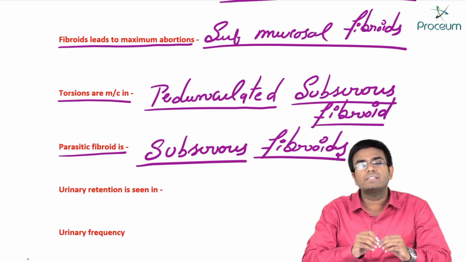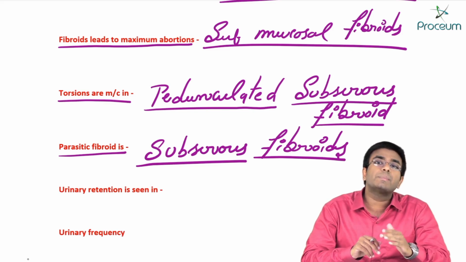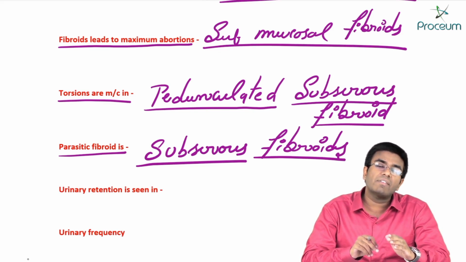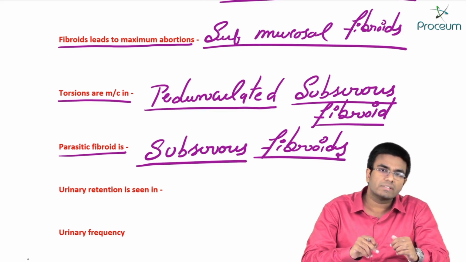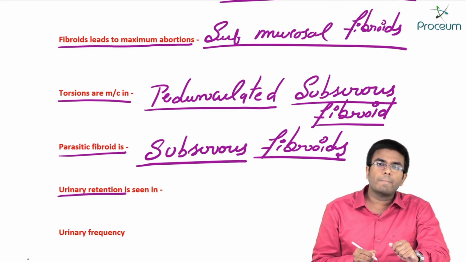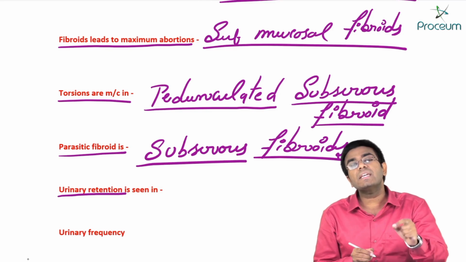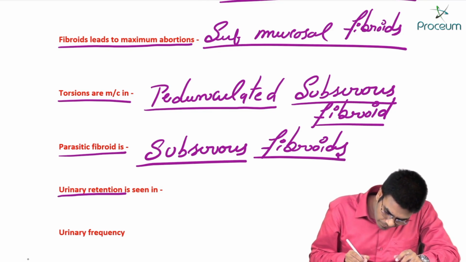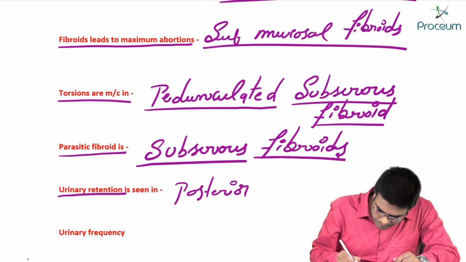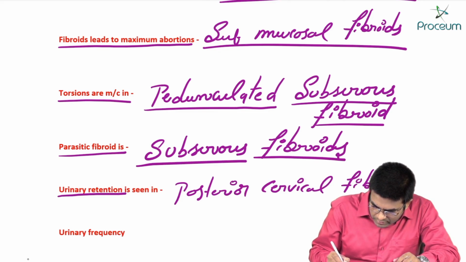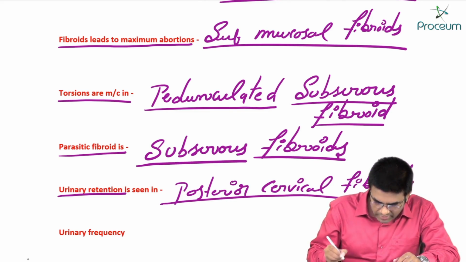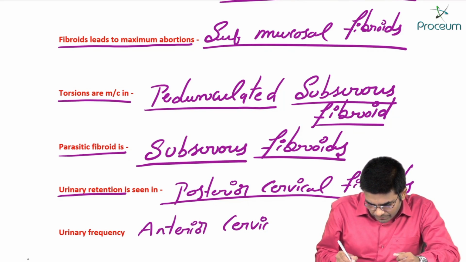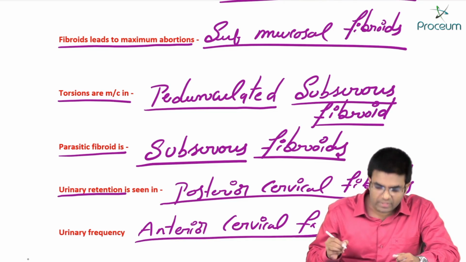Now, urinary retention is seen with, first of all, they can ask you this thing, urinary symptoms, either urinary retention or urinary frequency is associated with cervical fibroids. Okay, fibroids which are occurring at the region of the cervix. Now, please remember, urinary retention is associated with posterior cervical fibroids, fibroids which are present on the posterior wall of the cervix. Posterior cervical fibroids are associated with urinary retention, anterior cervical fibroids are associated with urinary frequency.